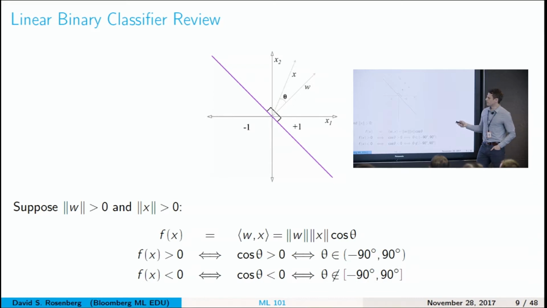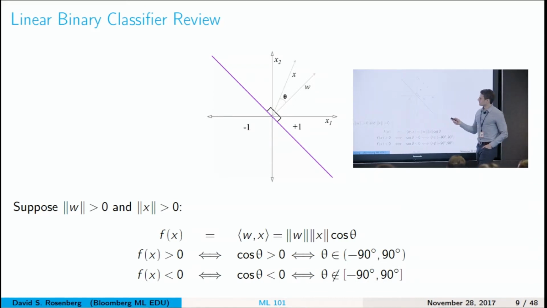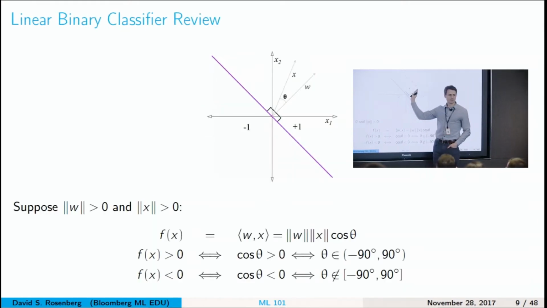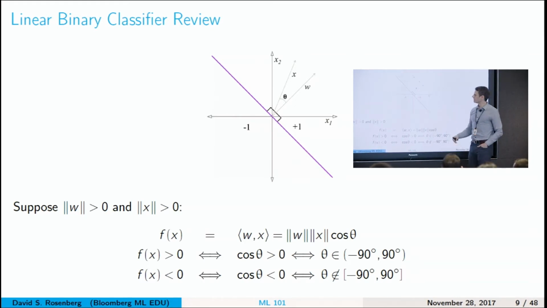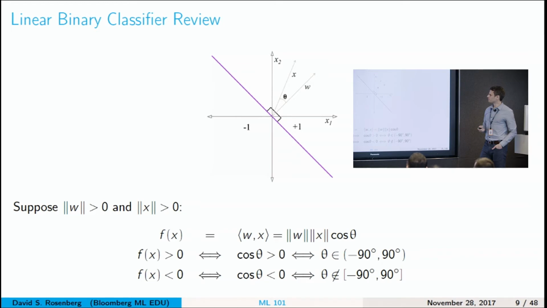So one way to say that would be that the angle that x makes from w is smaller than the angle that x makes from negative w. And so you're choosing the direction that is closest in angle. That's the intuition we'll use in a bit.